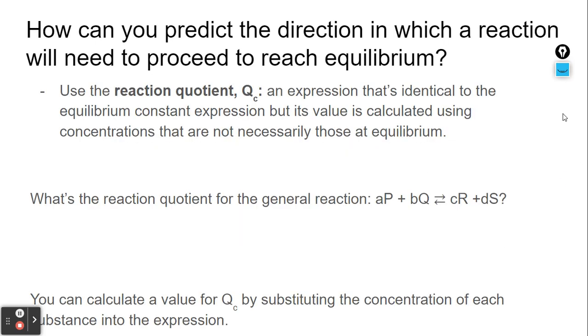So, how do we do that? How do we predict the direction the reaction will proceed in order to reach equilibrium? Well, we do it using the reaction quotient. The symbol we use for reaction quotient is Q subscript C, and it's an expression that's exactly identical to the equilibrium constant expression, but its value is calculated using concentrations that aren't those at equilibrium.